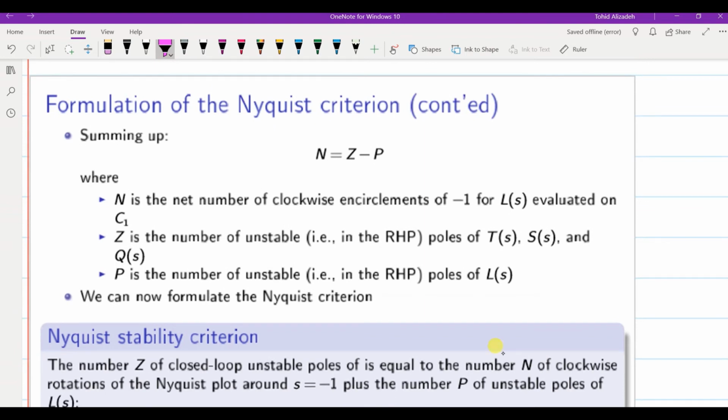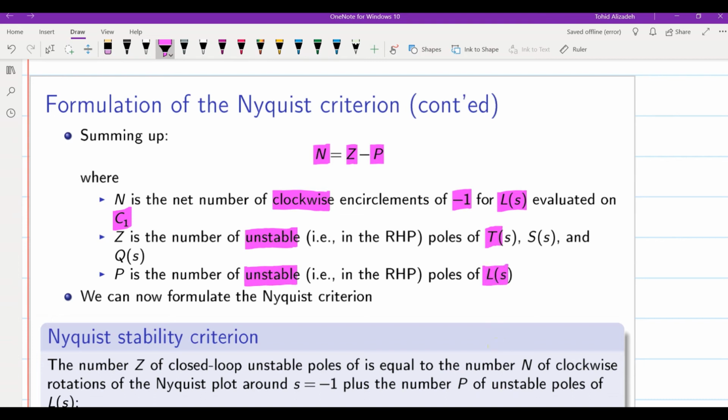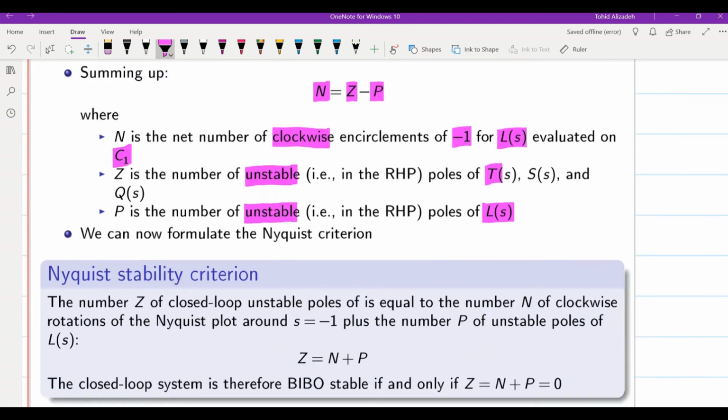We know that N will be equal to Z minus P. N is the net number of clockwise encirclements of the point minus 1 for L of S, evaluated on C1. Z is the number of the unstable poles of the closed loop system. And P is the number of unstable poles of the open loop system, or L of S. And now we are ready to formulate the Nyquist criterion.